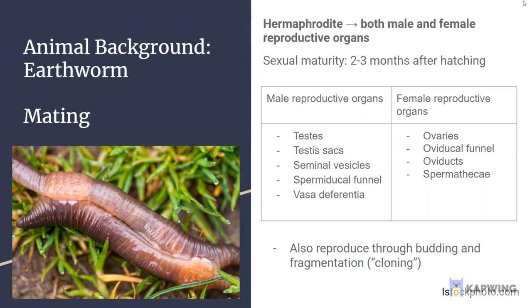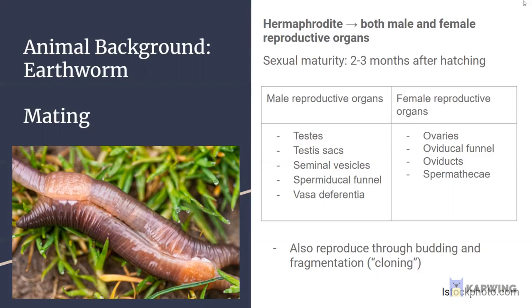Testes are present inside fluid-filled sacs called testis sacs. The testis sacs are connected to seminal vesicles. Earthworms have two pairs of seminal vesicles. Each vesicle is connected to the testis sacs. Spermatogonia cells pass from testis sacs to seminal vesicles, where they mature to form spermatozoa.